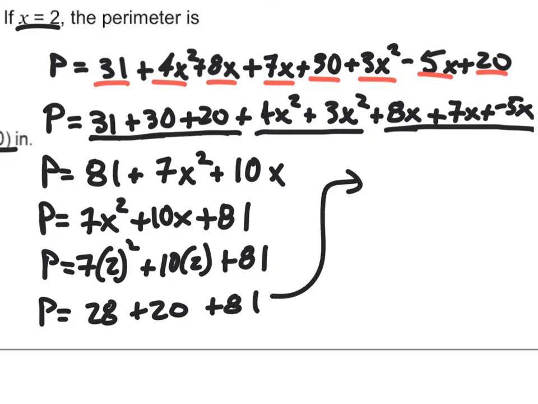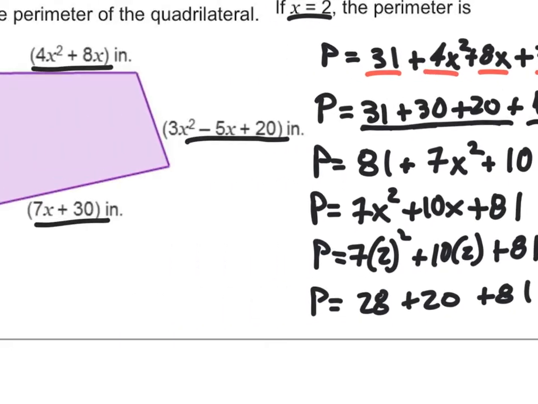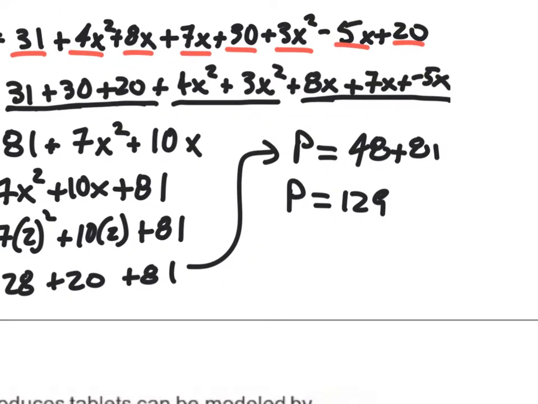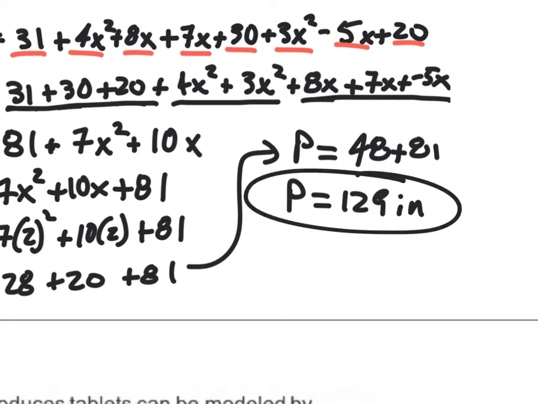So then perimeter is equal to 48 plus 81. So 40 plus 80 is 120. 8 plus 1 is 9. So perimeter is 129. And then the answer to that is inches. Okay? And so that's the idea.